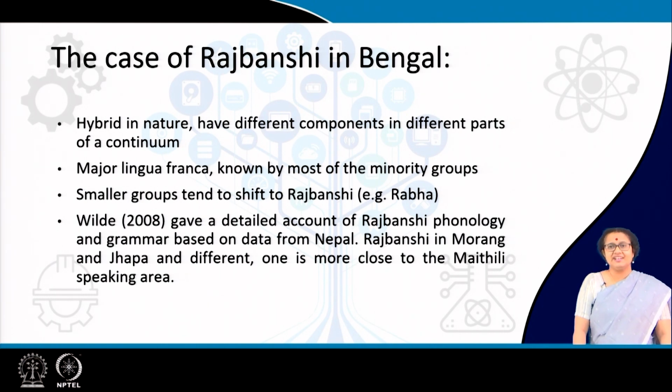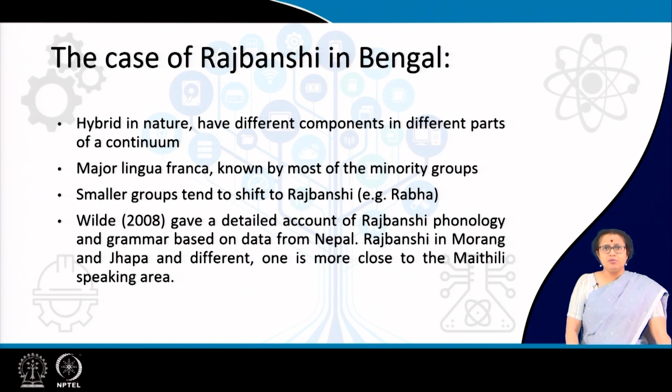Of course, you can say that there are debates regarding whether it is a dialect or a language. So, I am not going to the debate. We are no one to comment on the standardization process, but it is hybrid in nature, which has different components in different parts of a continuum. So, you know what a continuum is, and I already told you about the idea of transition as well. So, Rajbongshi is considered as a major lingua franca or link language for multiple communities in the northern part of Bengal, where I primarily work.